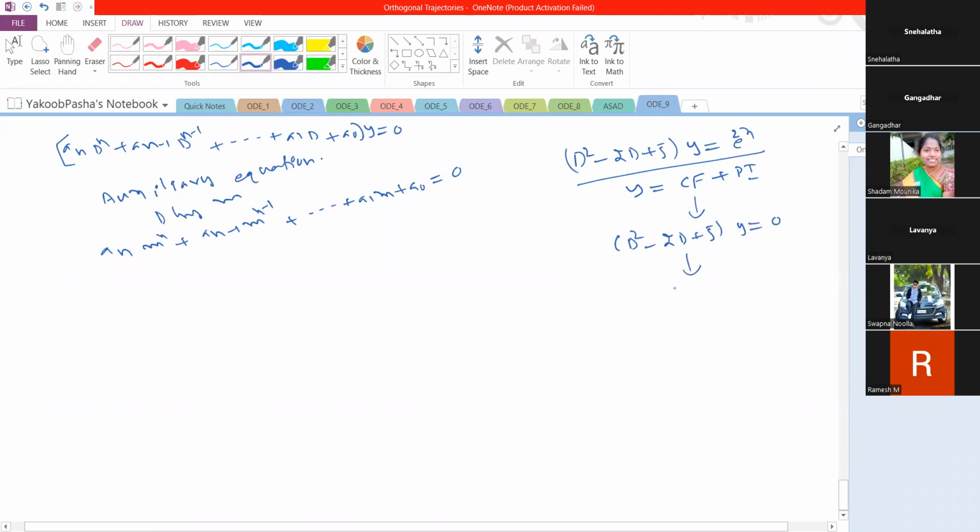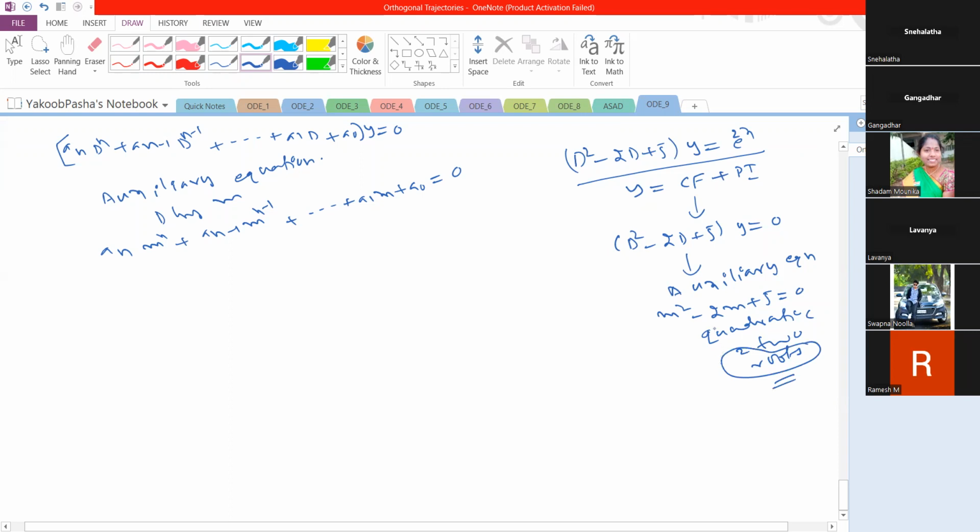Now, for this differential equation, we consider the auxiliary equation. For the auxiliary equation, just replace d by m. That is m square minus 2m plus 5 equal to 0. Now, this is a quadratic equation, so we have two roots. According to the nature of the roots, we have to write the complementary function.